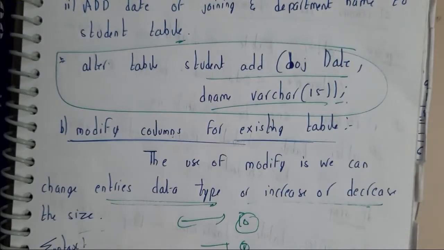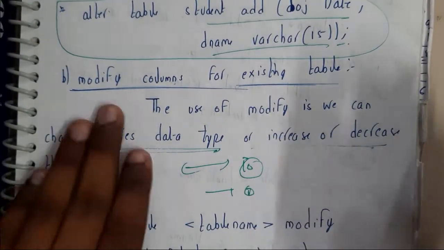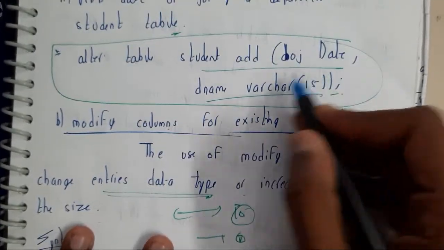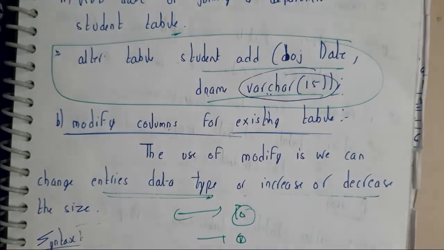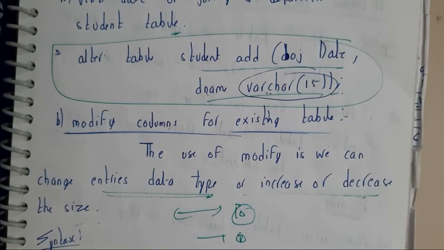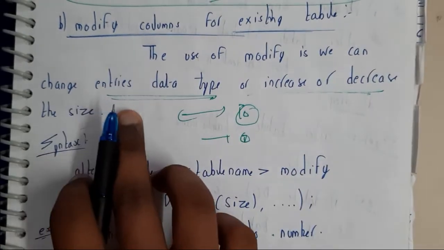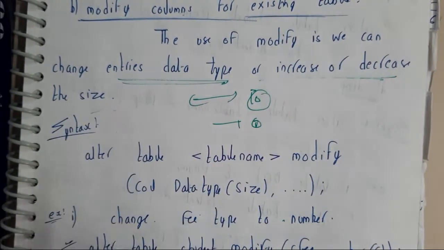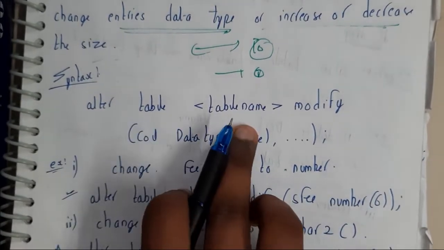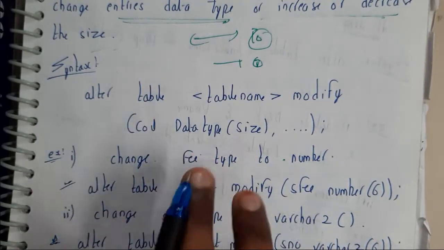Fine. So similarly we can do modification. I told that we can even modify the column. So let us assume you unfortunately gave for name, you gave number. So that's an error, right? Instead of creating the whole table again, you can just modify it. So we'll be using this. So the use of modify is to change the entire data type or increase or decrease the data type size. So syntax will be alter table name, modify column, data type, and size. So I hope everyone got a clear idea now.